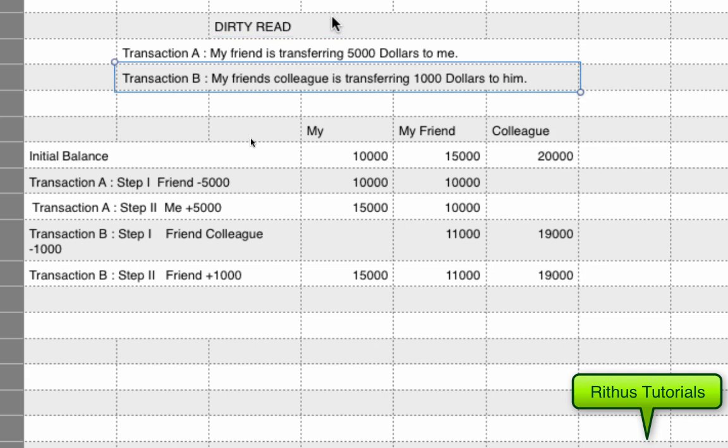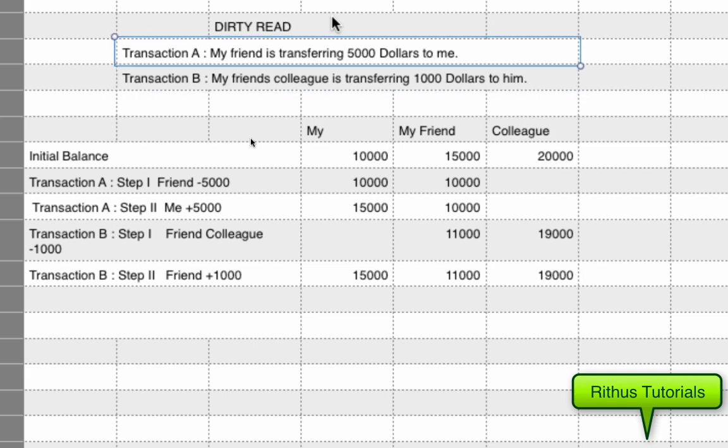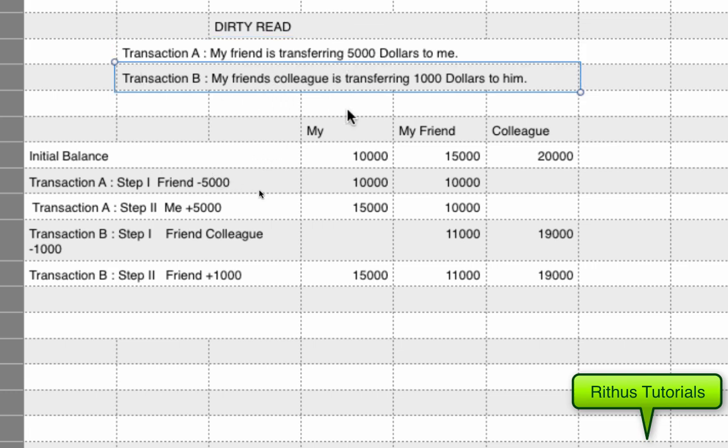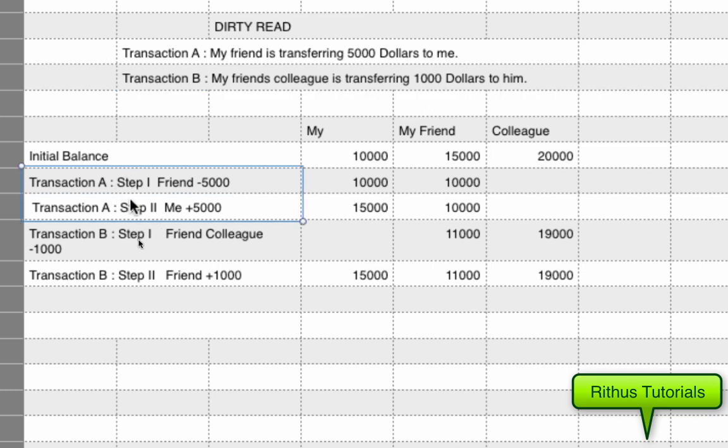I have a transaction A and a transaction B. In transaction A, my friend is transferring $5,000 to me, and in transaction B, my friend's colleague is transferring $1,000 to him. So these are the sub steps, if I can call them. In transaction A, step 1 is my friend's account is deducted by 5,000 and I would be credited with that. In transaction B, step 1 is my friend's colleague is deducted by 1,000 and my friend is given those $1,000.